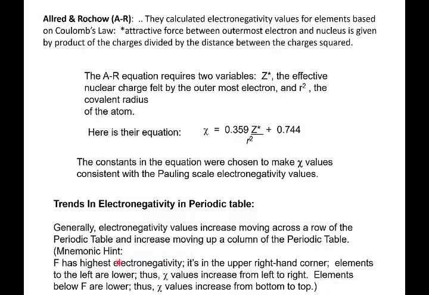Here's a little way to help remember that. Remember that fluorine has the highest electronegativity. Well, fluorine, F, is in the upper right-hand corner of the periodic table. The fact that it's situated there means that everything to the left is a lower value, so obviously you're going to have to increase going from left to right. If fluorine is the highest, everything below it is lower, so you're obviously going to have to increase in electronegativity going from bottom to top, proceeding up a column of the periodic table.